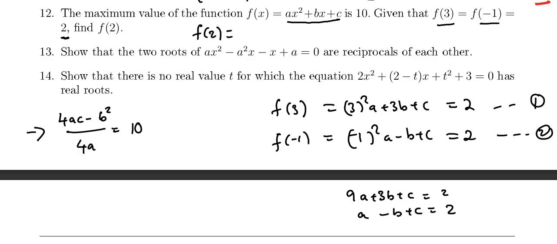This will be 4a, then plus 2b, then plus c, right? That's what we're interested in getting. So f of that, what is this going to be?